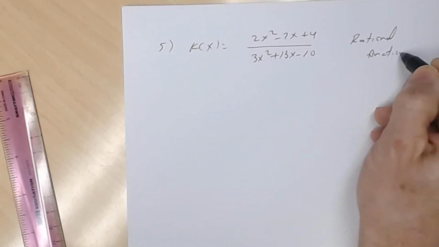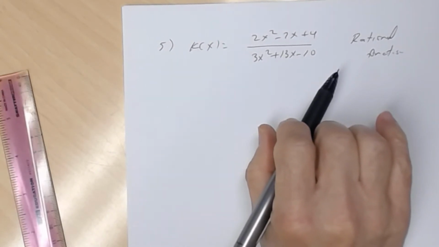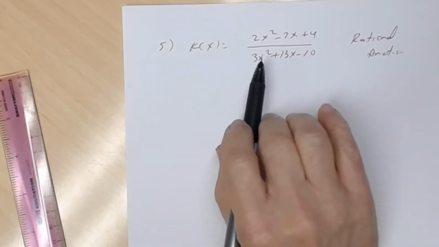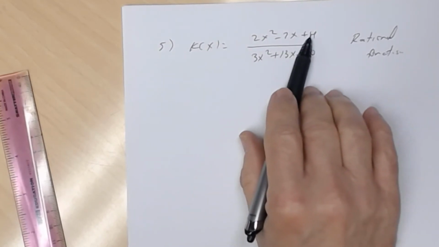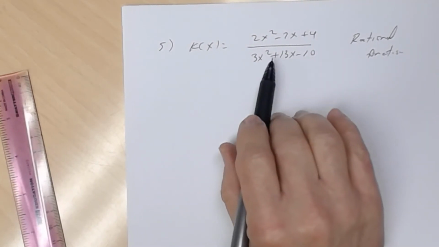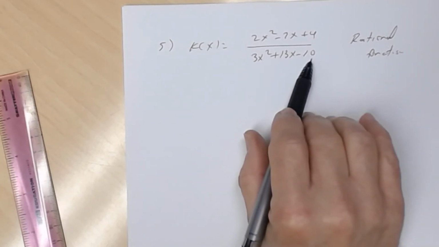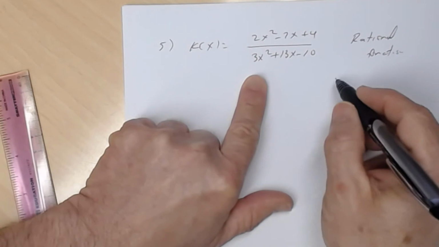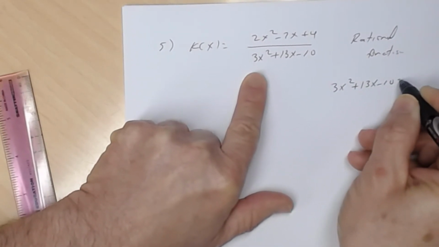Now, the other thing you've got to remember is this. The domain of a rational function is every real number except what makes the denominator 0. It doesn't matter if the numerator is 0. Remember, we can have 0 in the numerator. We just can't have a value of 0 in the denominator. So I've got to figure out where this denominator is equal to 0.